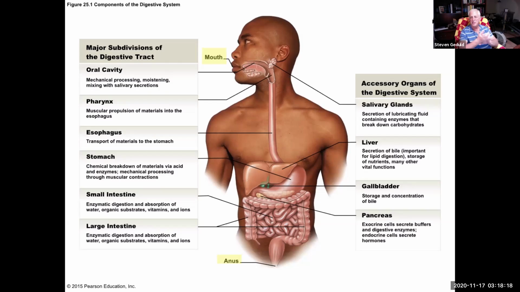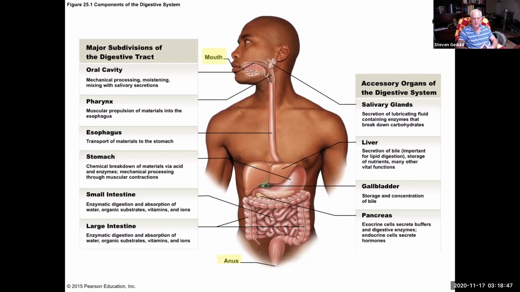In the stomach, it releases chemicals, hydrochloric acid, et cetera, and different digestive chemicals to help break down the food. You get muscular contractions that help push it together and mix those secretions together. Then it goes into the small intestine, which produces different enzymes and breaks down the food. That's where most of your absorption occurs. It absorbs water, so you don't dehydrate, as well as organic substrates, vitamins, and ions.